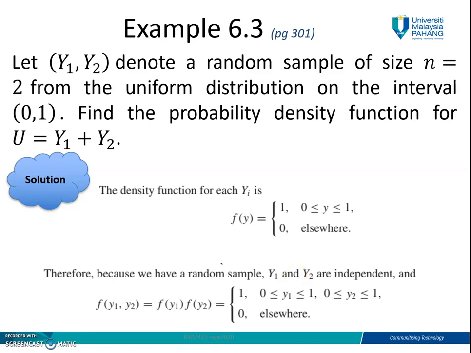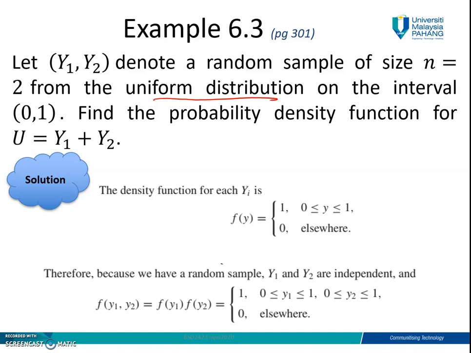In this video, we will discuss example 6.3, which comes from the method of distribution function. Let Y1 and Y2 denote a random sample of size n equal to 2 from the uniform distribution on the interval 0, 1. Find the probability density function for U equal to Y1 plus Y2.